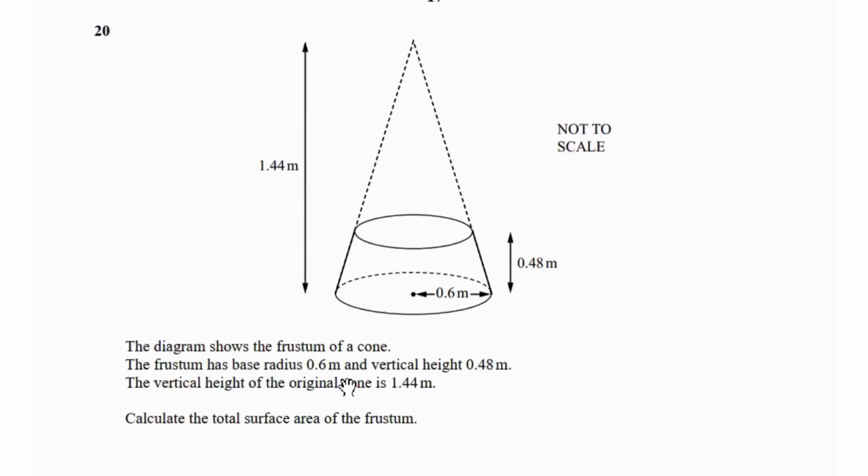Then, since the diagram shows the frustum of a cone, the frustum has a base radius of 0.6 meters and a vertical height of 0.48 meters. The vertical height of the original cone is 1.44 meters. Calculate the total surface area of the frustum.